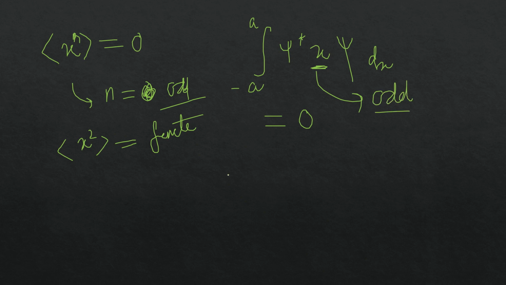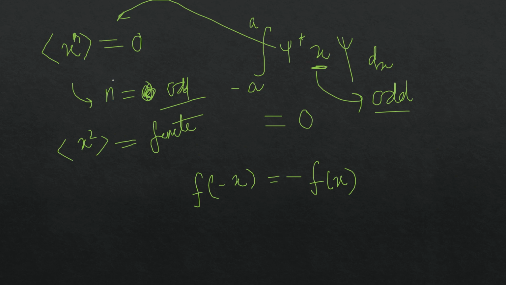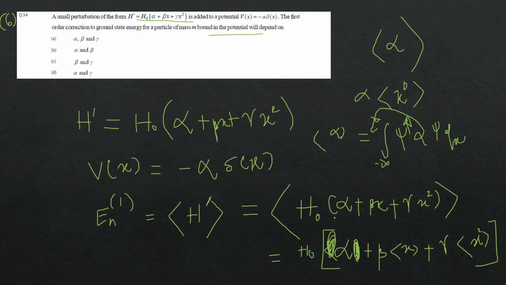What is an odd function? f of minus x is equal to minus f of x. So this is 0. That is the meaning of this: the expectation value of x is 0. The expectation value of x square is finite, so it will have a value. So this whole beta term becomes 0. What remains? Alpha is remaining, and gamma times the expectation value of x square is remaining.